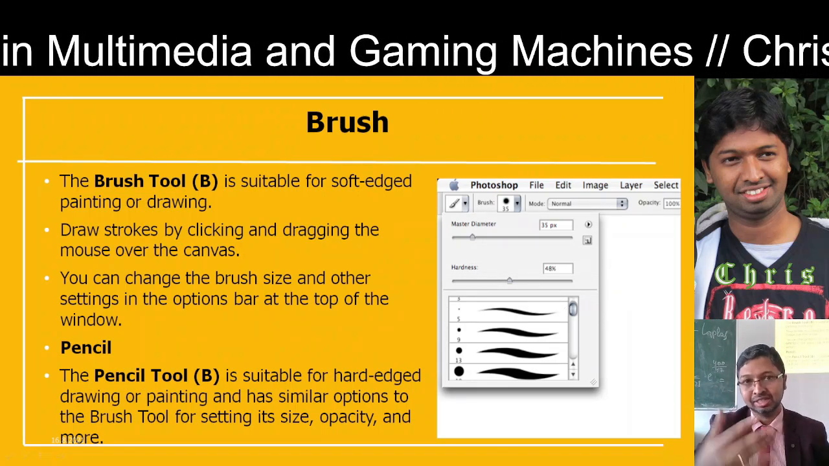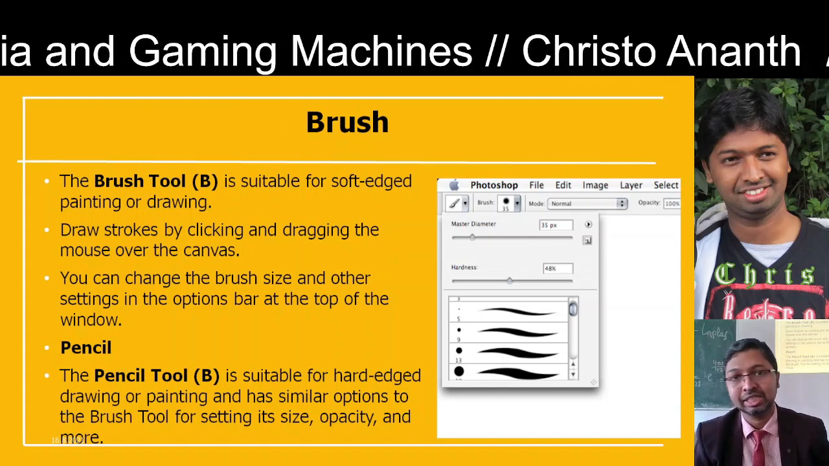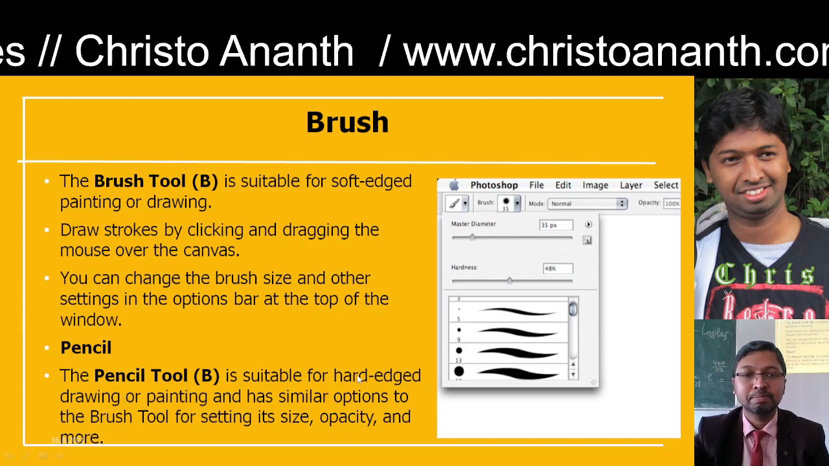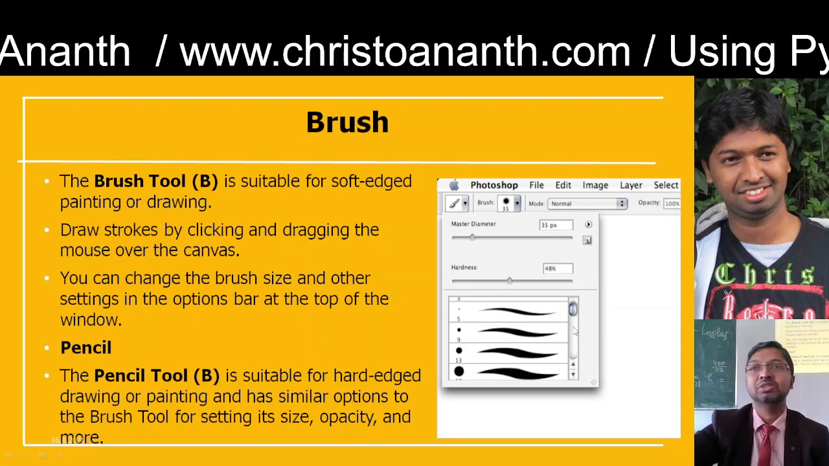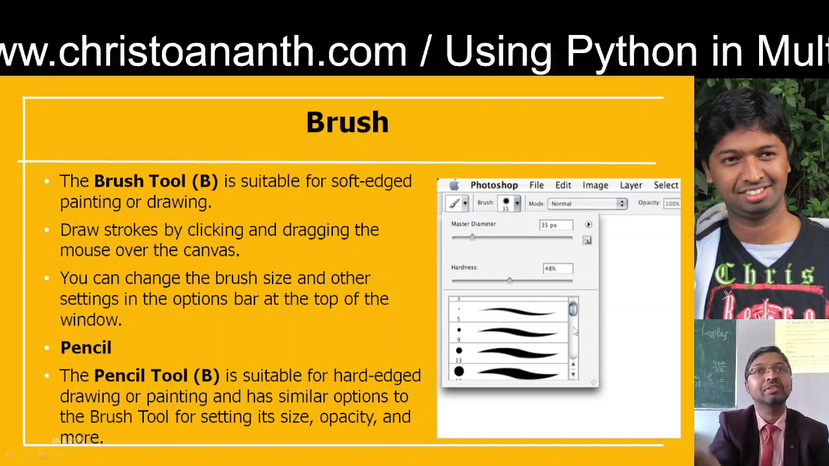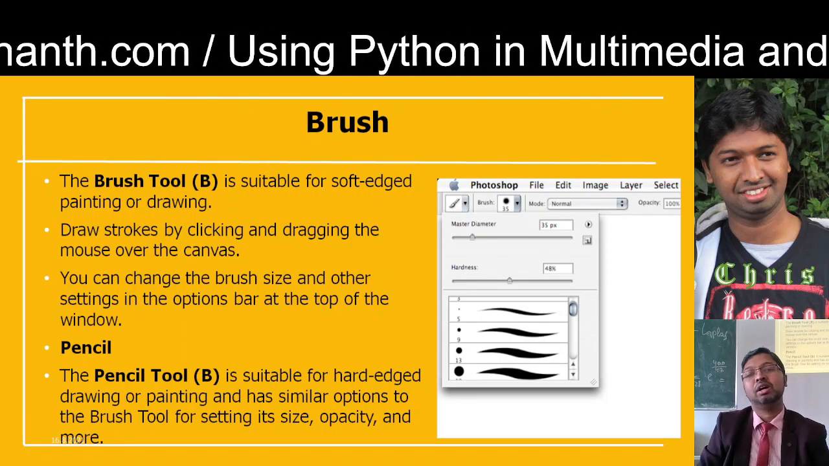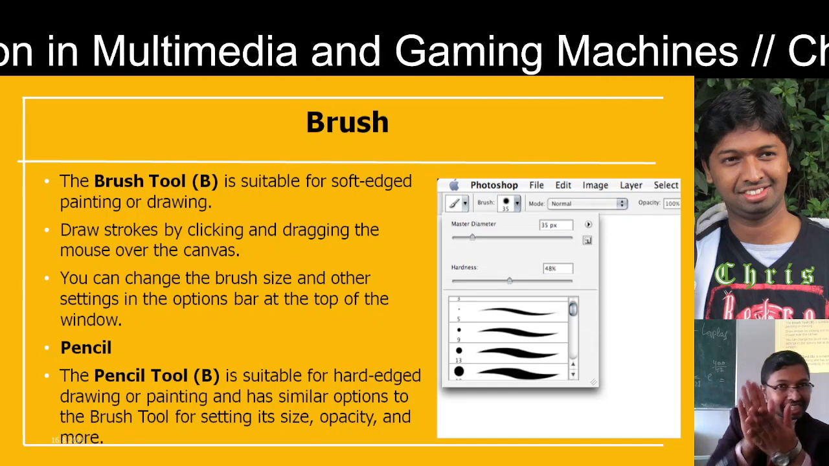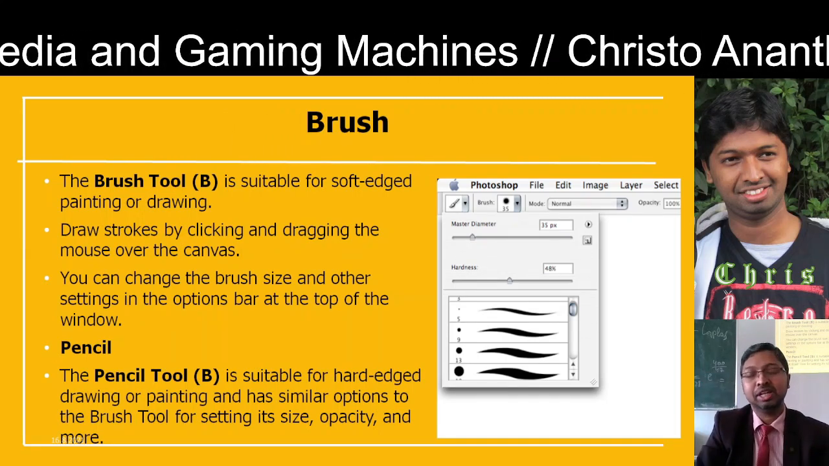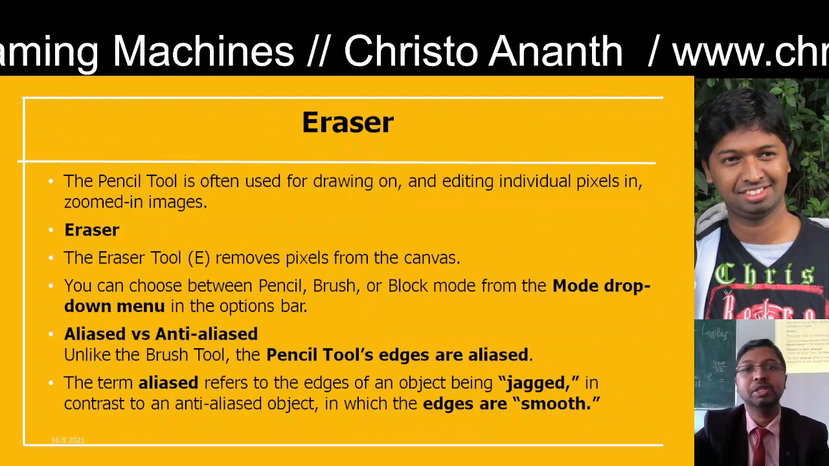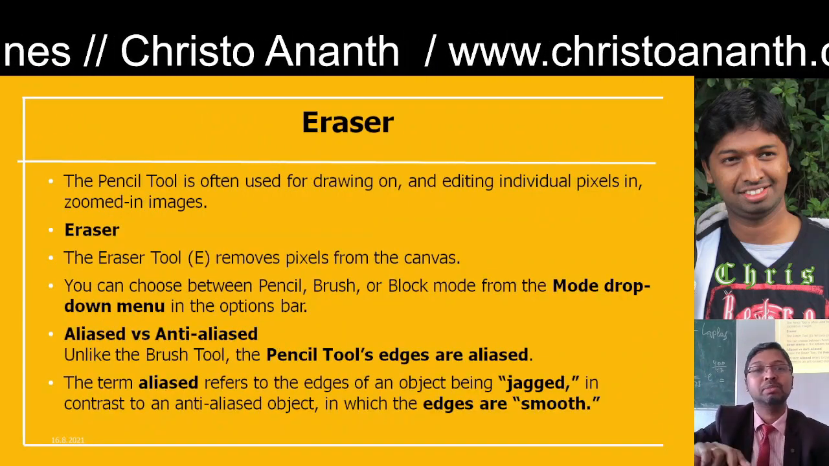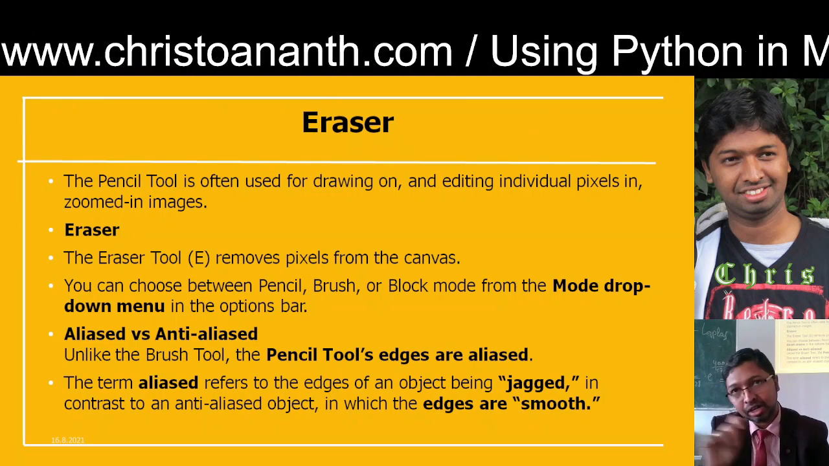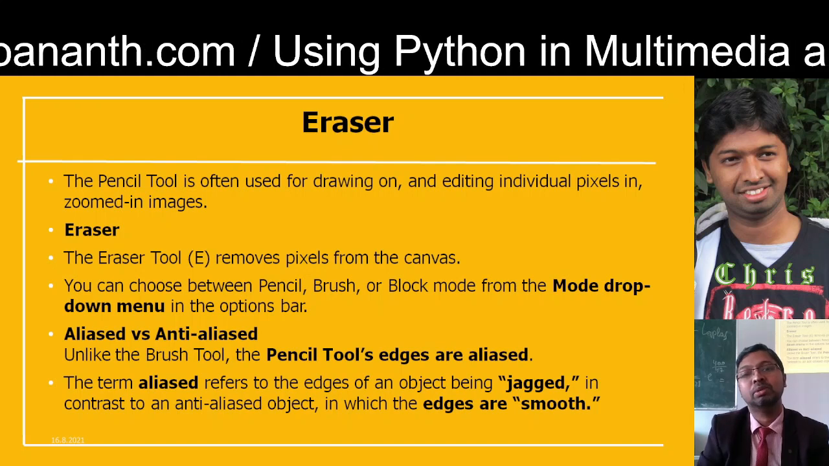Okay, so you can change the brush size, especially you can change the settings in the options bar at the top of the window as well, and you can also use the pencil tool that you can use for hard edged drawing. Okay, or maybe painting, maybe similar options, especially for changing the size, opacity, maybe you choose the transparency. Okay, and you can enjoy much more features. Okay, so with the pencil tool, you can draw, you can edit the individual pixels, and especially for zoomed in images as well.